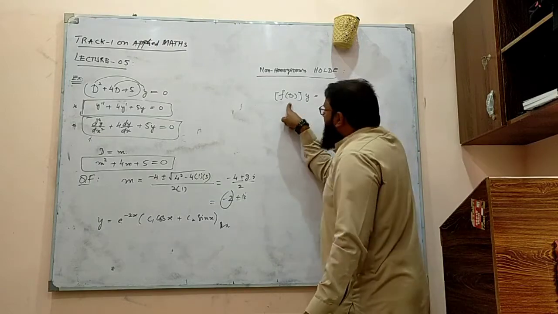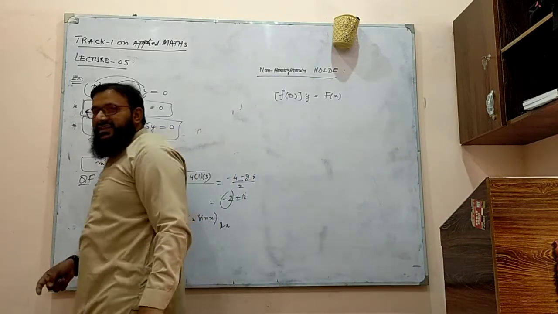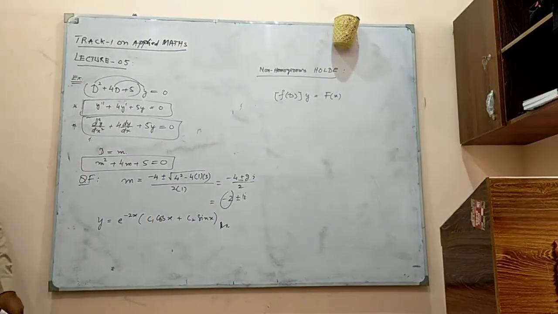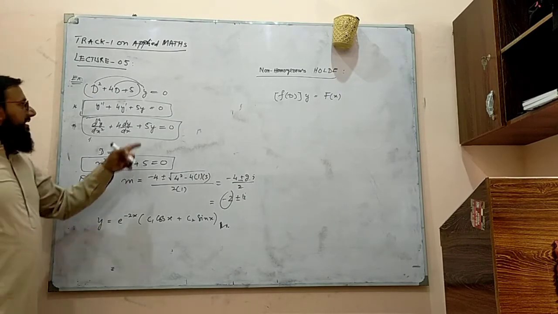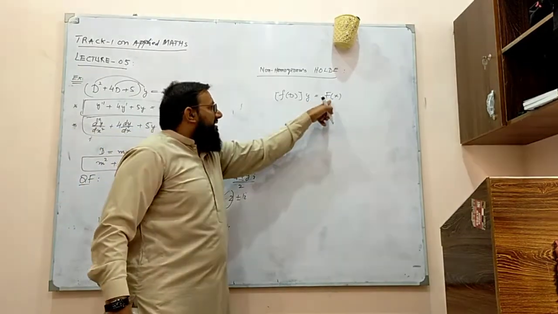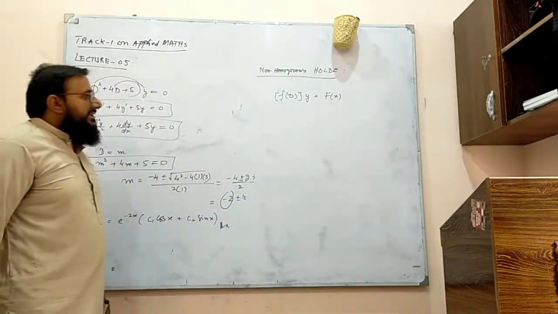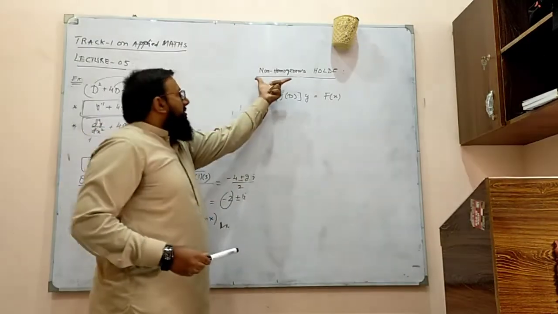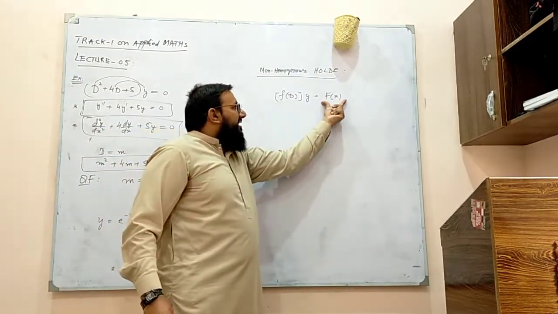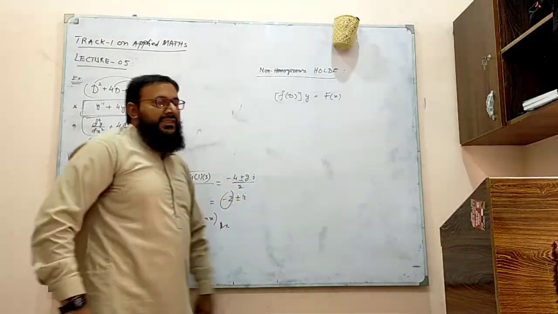You know very well this f of D is any operator in the form of D. It can be some second order or third order or fourth order, and everything is operated on y, and the right hand side is F of x. And the right hand side is not zero, hence we call it non-homogeneous. And we have different cases for this.